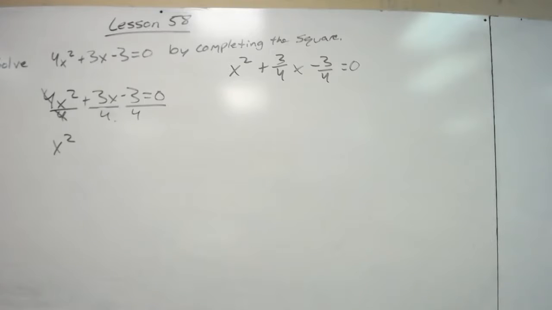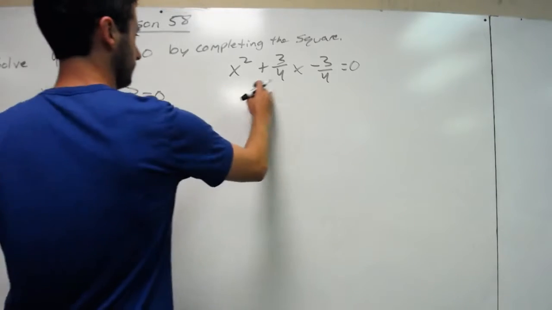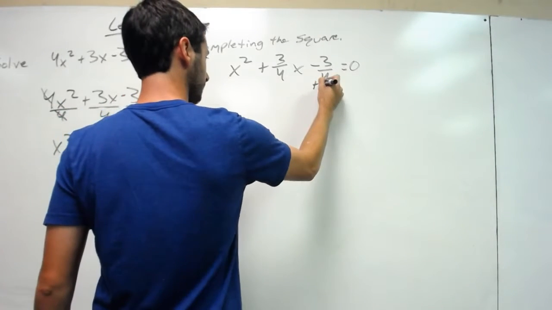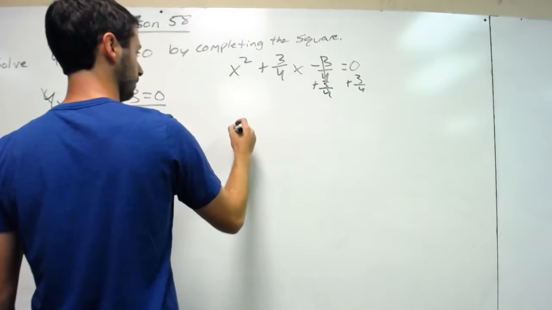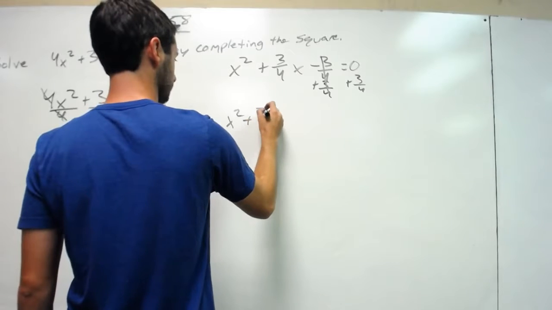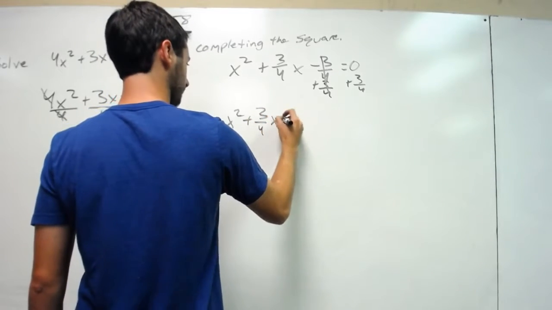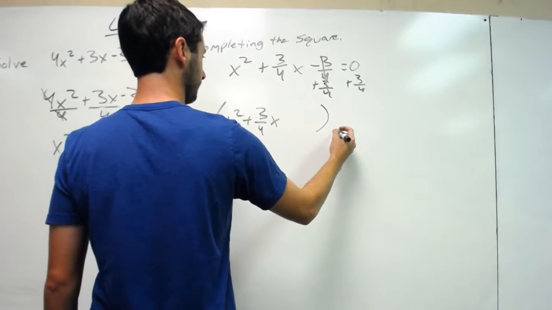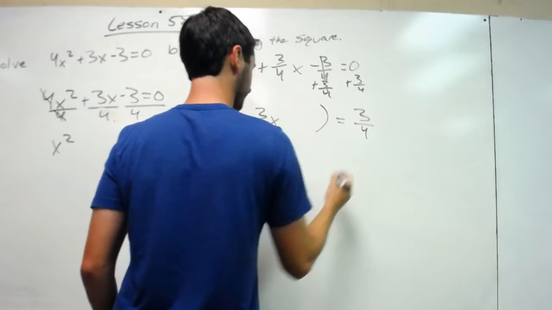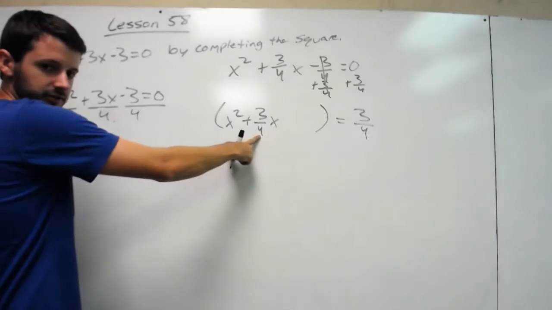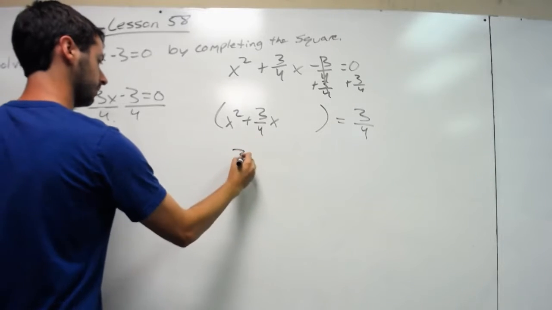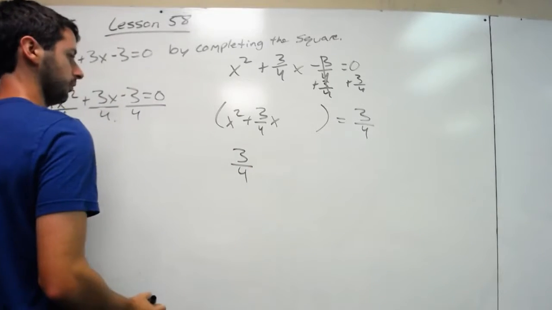If you remember completing the square, our first step was to always move the one that did not have an x value. So add 3/4. And we are left with x squared plus 3/4 x, leaving a blank spot, equals positive 3/4. Now from here, we took the coefficient of x. Coefficient of x is 3/4, and we divided that by 2.